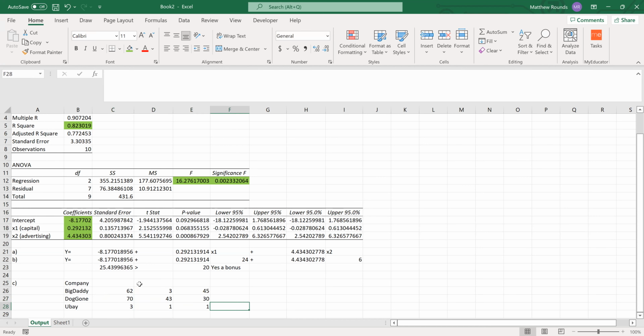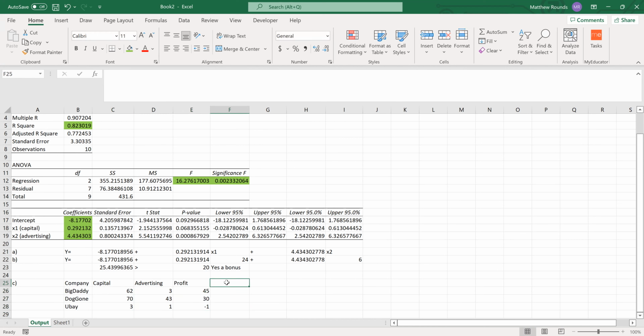All right. So this is the capital, this is the advertising, and this is the profit. Or rather, loss. The last one was technically a loss. Ubay lost. Okay, so was it -1 then? Actual loss is 1 million. So I guess that would be -1. Well, I sure hope they're not giving out bonuses on losses.